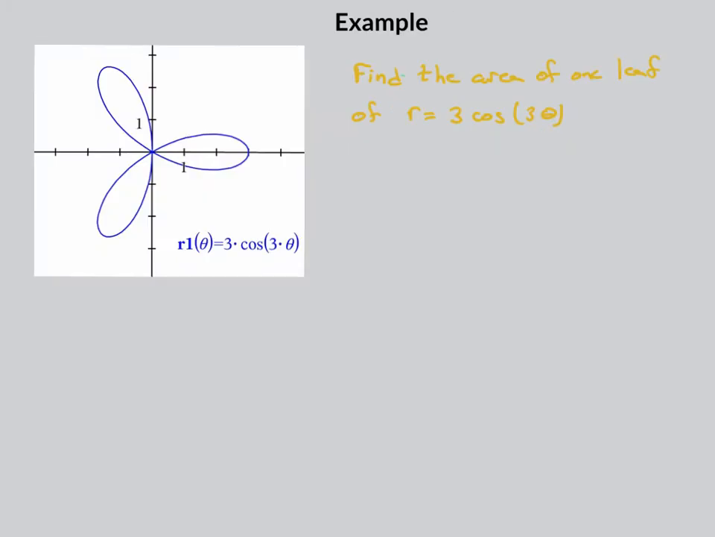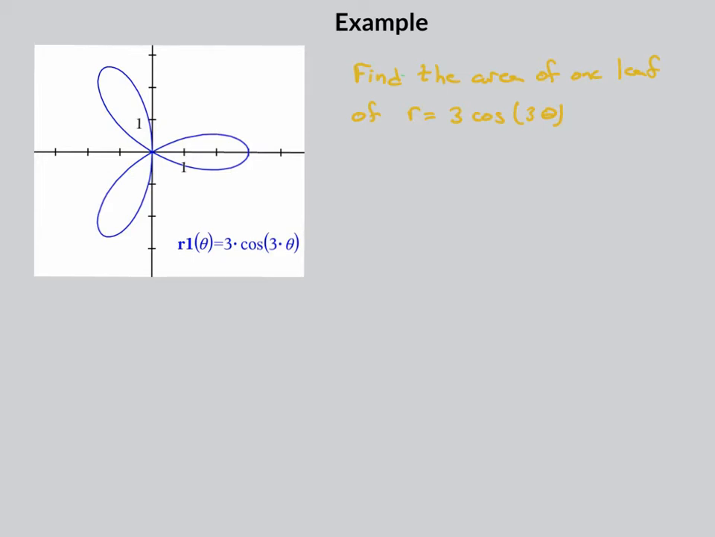Now let's look at an example. In this case, I have the graph of r equals 3 cosine of 3 theta, and I'm asked to find the area of one leaf of this three-petaled rose. So what I have to do is identify angles that go between this. Also, remember, we want my function values to be non-negative.